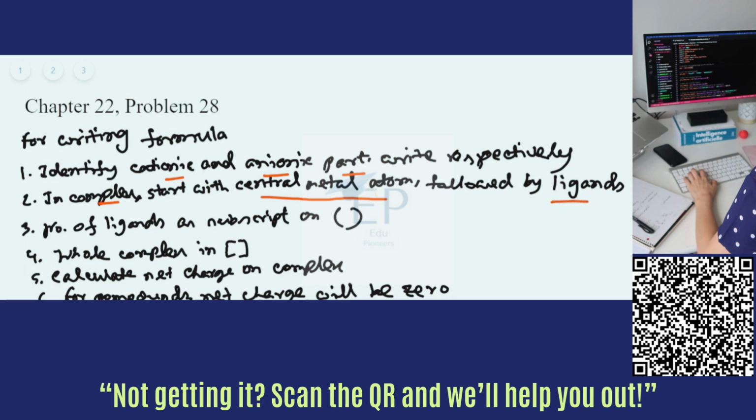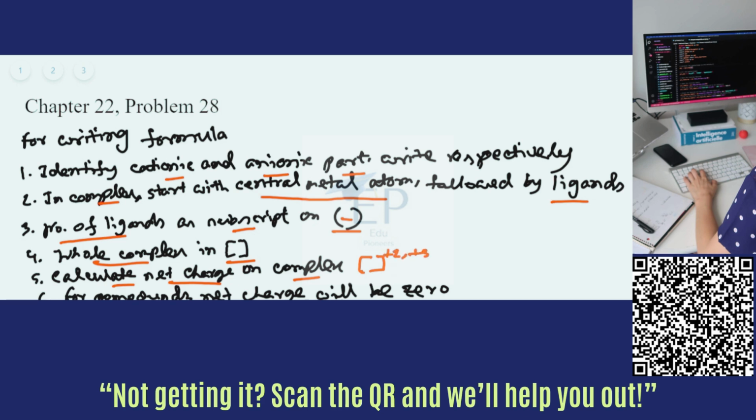ligands. And if we have one ligand in multiple number, then we have to write down the number of ligands as subscript outside a round bracket and putting the ligand name within this bracket. And then we need to put a square bracket around the whole complex. And later you have to calculate the net charge on the complex, and if it is not a compound and if the complex has any charge, then you have to put the charge outside the square bracket as a superscript.